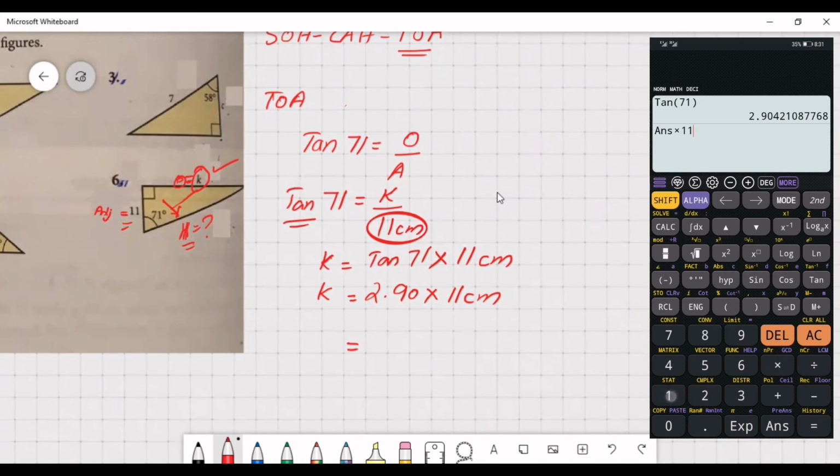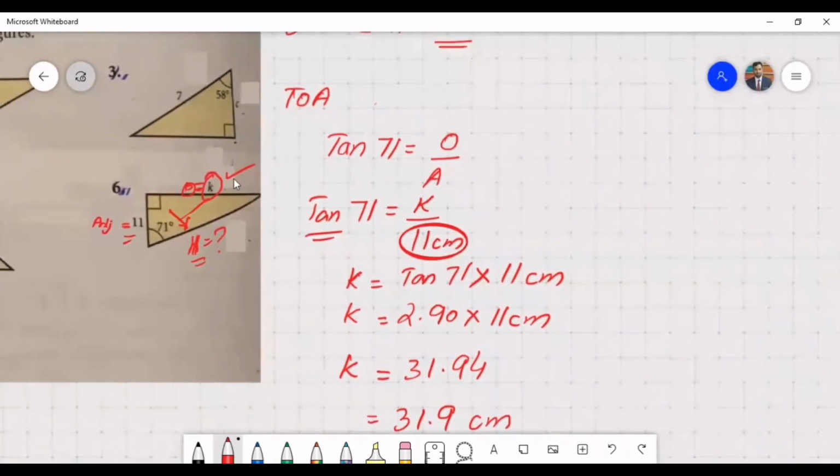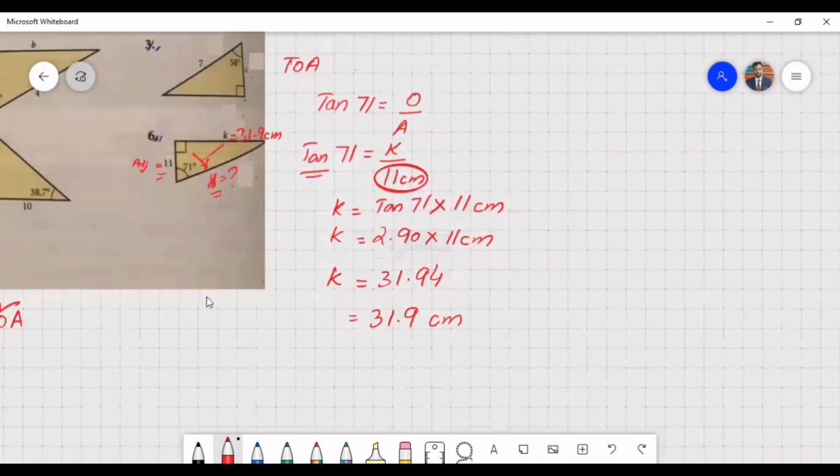So K is equal to 31.94. We need three significant figures, so we round this to 31.9 centimeters. This is the answer of the question. So K's value is equal to 31.9 centimeter. So this was all about question number 1, 2, 6.